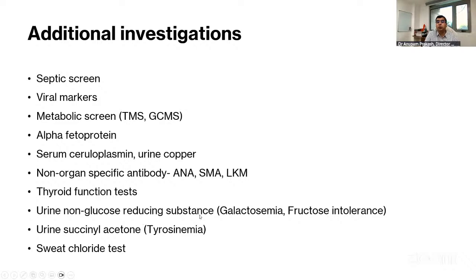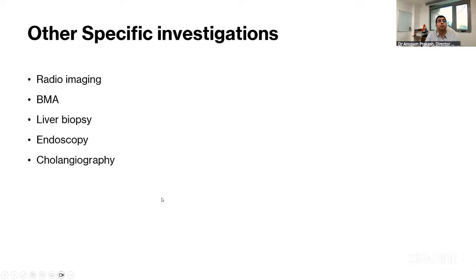Urine non-glucose reducing substances, again, inborn errors of metabolism. So you can have galactosemias, fructose intolerance, where these could be positive. Tyrosine, urine succinylacetone, that you get done. Usually in children, we don't get it done in adults, but yes, you should be aware of these. And in cystic fibrosis, the sweat chloride test is requested.